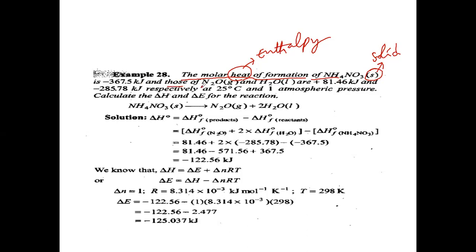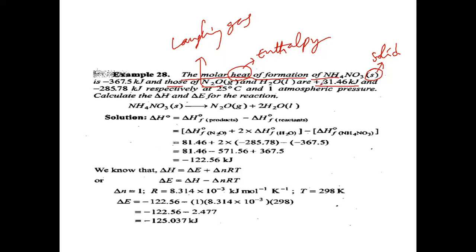And those of N2O. What is N2O? Laughing gas. What is the chemical name? Nitrous oxide. It is nitrous oxide, laughing gas. So nitrous oxide gas and H2O liquid are also given here. For nitrous oxide, how much is the formation enthalpy given? Plus or minus given here? Plus. So for N2O, the enthalpy of formation is plus 81.46.